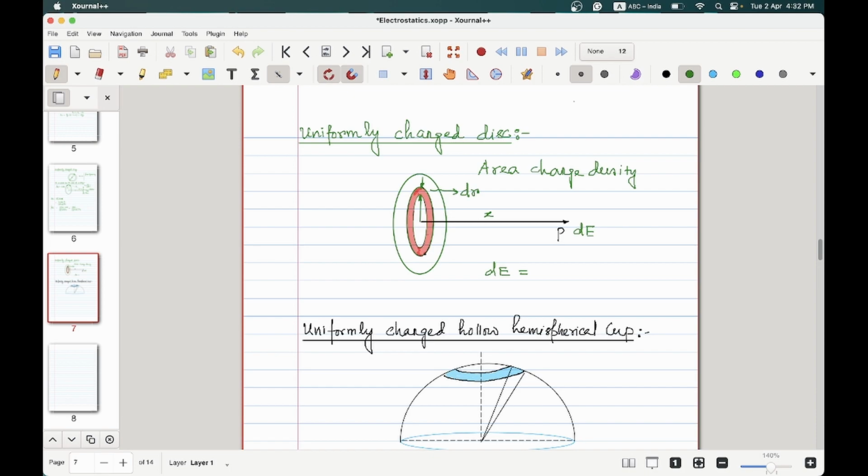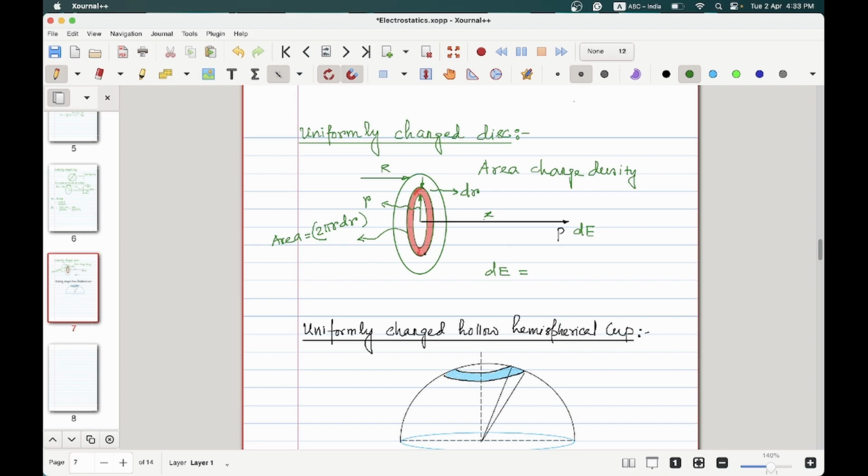So dE due to this dr should be what? This dr is basically a charged ring. What is the area of this charged ring? Not 2 pi r, it is 2 pi r dr, if this is dr and this radius is, let's say, r.